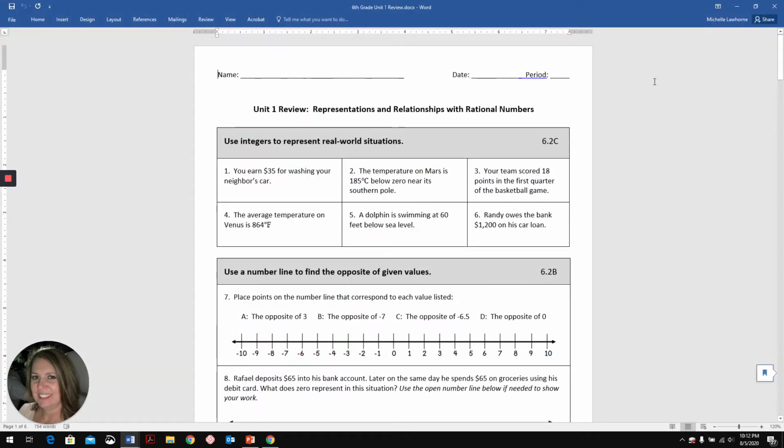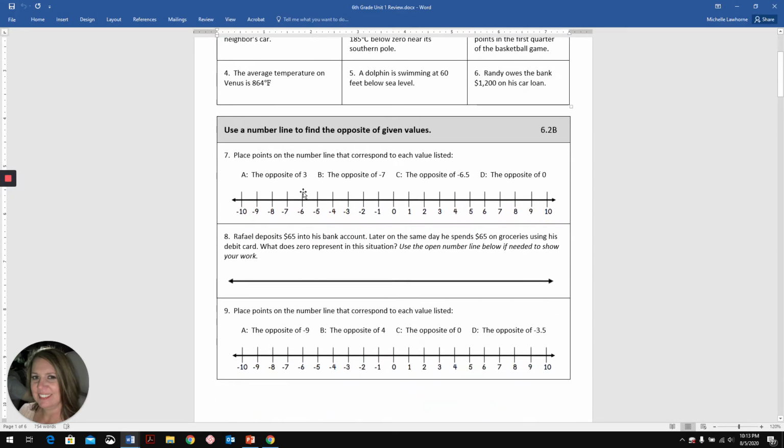We've had some teachers working very hard this summer to create these reviews and summative assessment questions for you. And what you'll find on the review is that they are grouped by TEKS. So on this first section, 6.2c, students are asked to write the integer to represent the real world situation. And you can see how this would be very closely related to that activity that I showed you before with altitude, right? Here, we are asking students to place points on number lines.